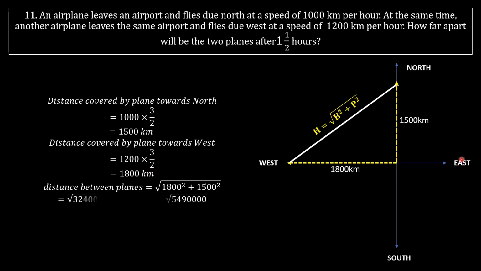On simplifying it, it comes out to be this. Now see, it's a large number. So we can calculate it separately if we know how to find the square root of a number. If not, leave these four zeros and try to consider this number, 549. This is not a perfect square.